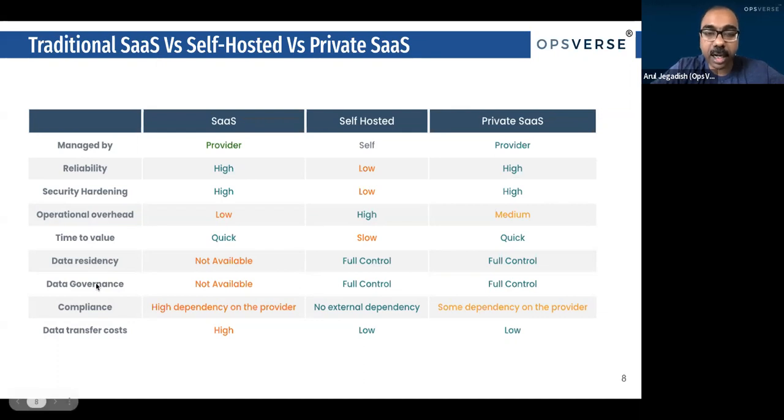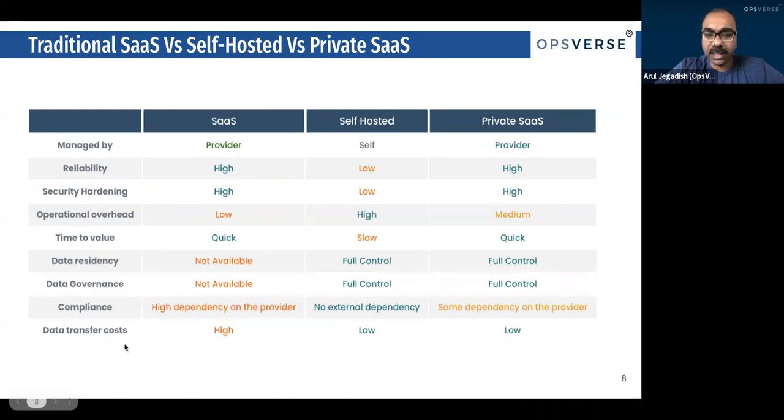Data residency and data governance, you do not have many options with SaaS, but you have full control with self-hosted and private SaaS. Compliance requirements, you are really dependent on the provider for SaaS. With self-hosted, you do not have any external dependencies. With private SaaS, you have some dependency. We won't say no dependency. There will be some dependency for you with the provider.